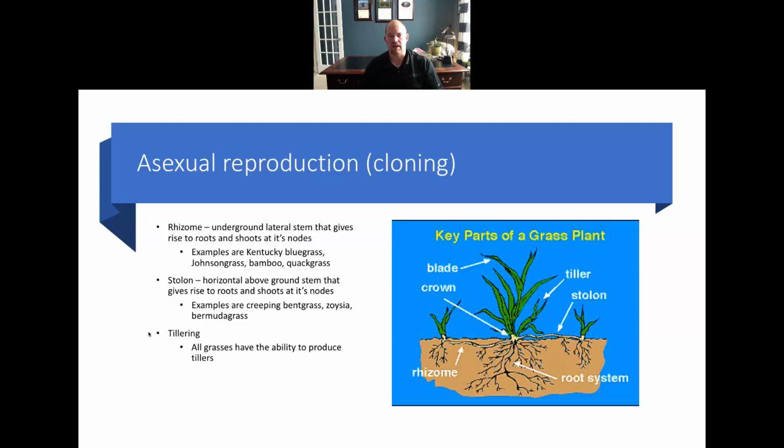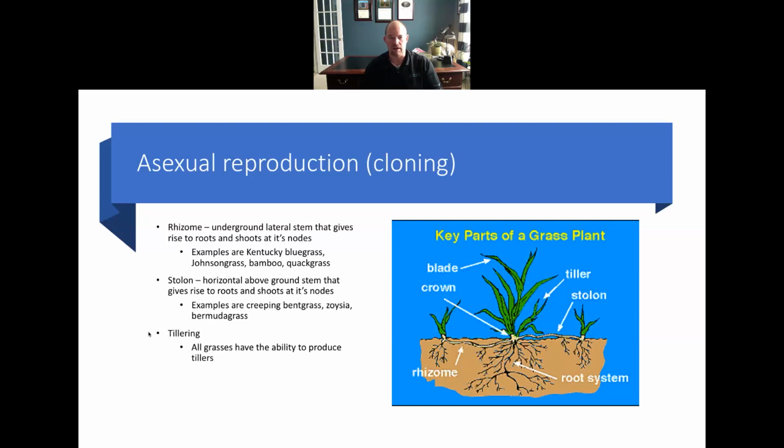Grasses also send out an above ground stem, which is called a stolon. It looks very similar to a rhizome when it's coming out of the plant, but it grows above the surface versus below the surface. And again, these stolons will give rise to a root and shoot.